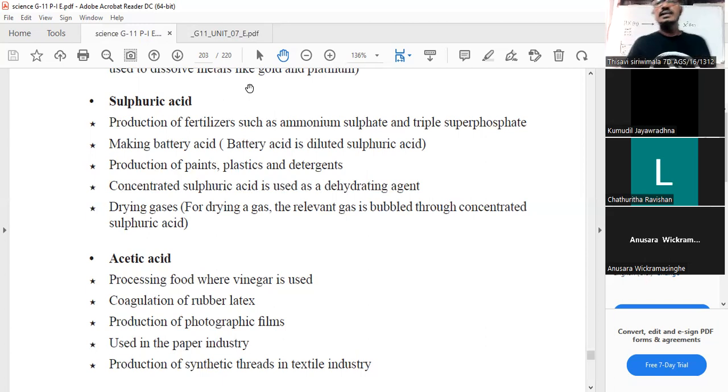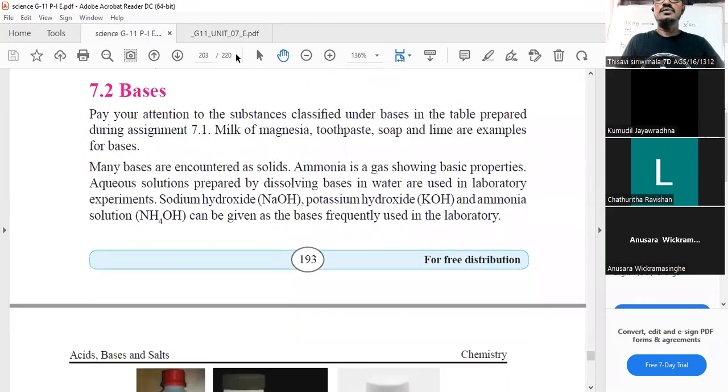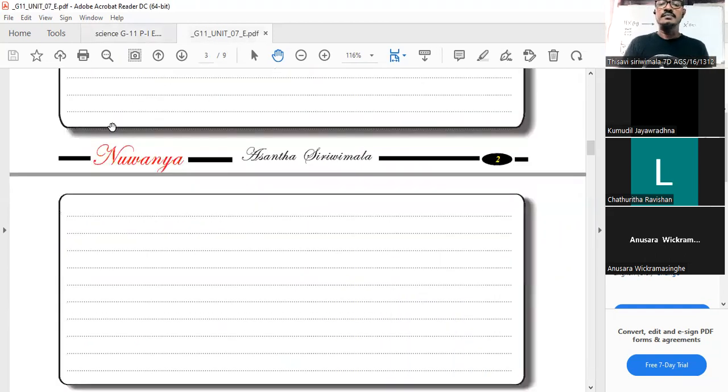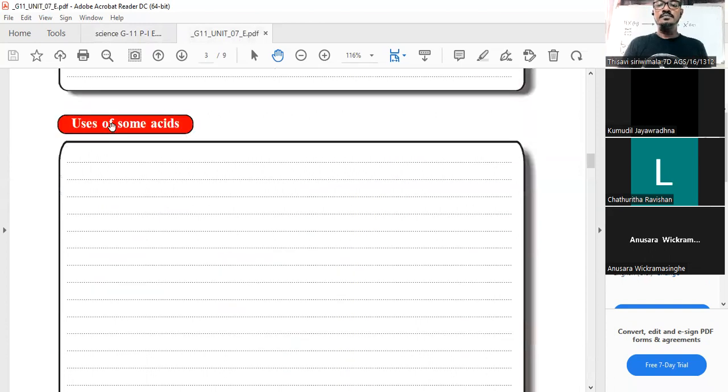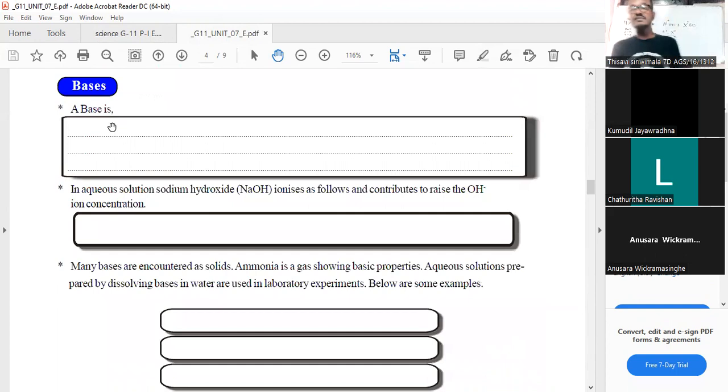I think time is enough. Then we come to the bases. The substances which show the opposite properties of the acids are called the bases. Okay, now here we are. And again, just like the acids, there should be a definition for the bases also.